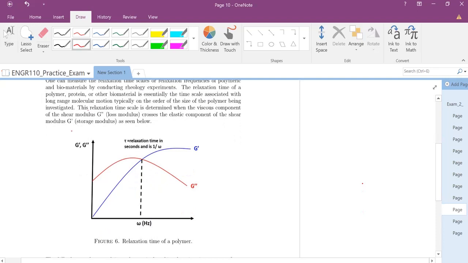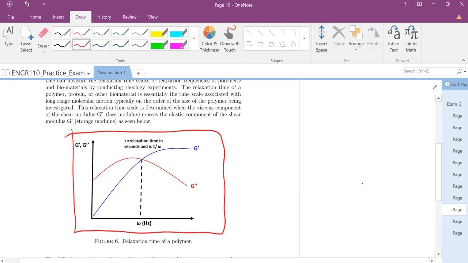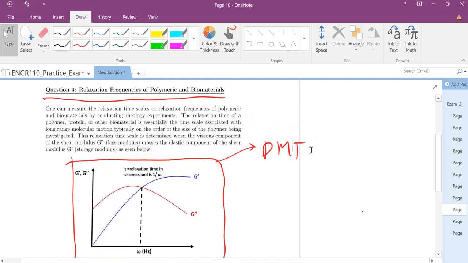Hopefully if you've taken Engineering 45, this graph should look very familiar. So this is a plot of basically a result of dynamic mechanical testing. So typically we deal with linear elastic materials. We're going to see that when we get to lecture 10 in mechanics. But if you're working with polymeric materials, biomaterials, gels, even some glasses, those materials don't behave as a linear elastic material. Instead, they behave as a viscoelastic material.